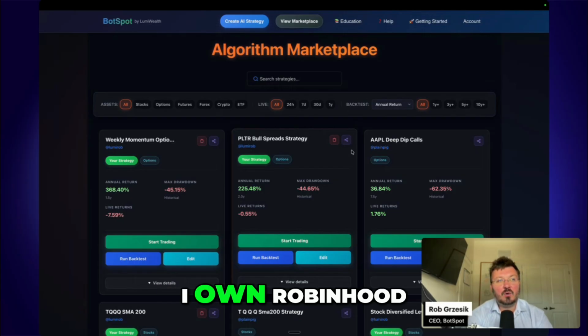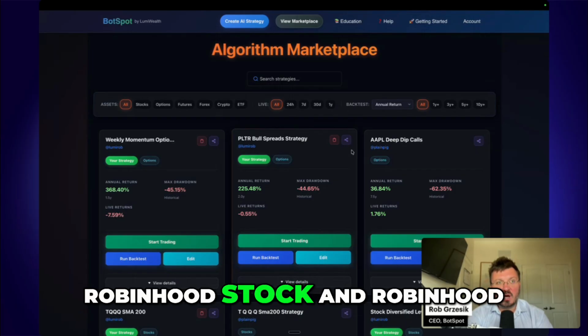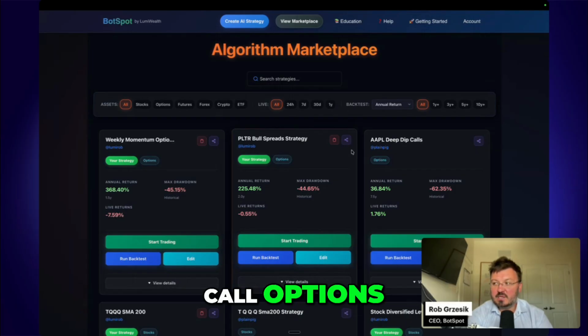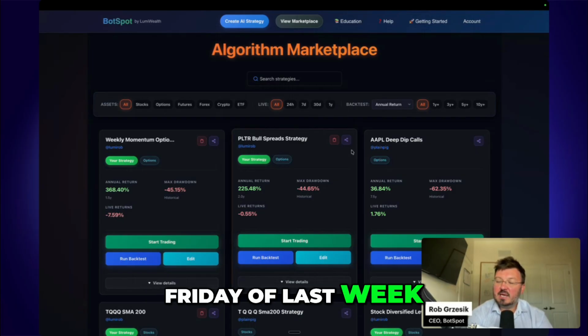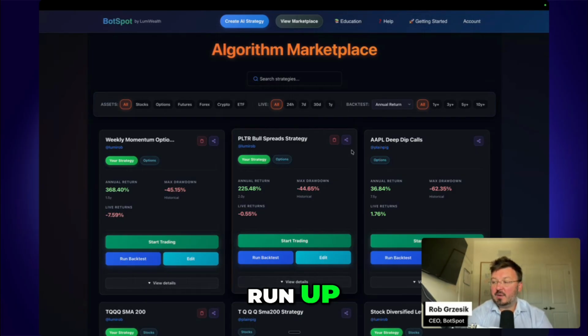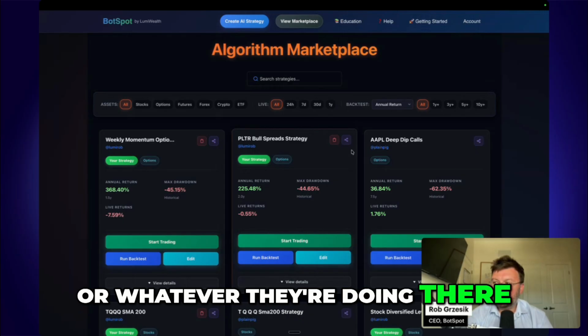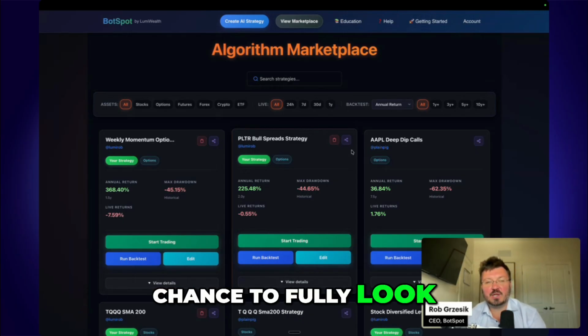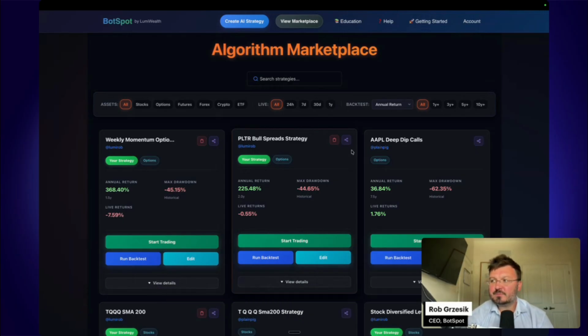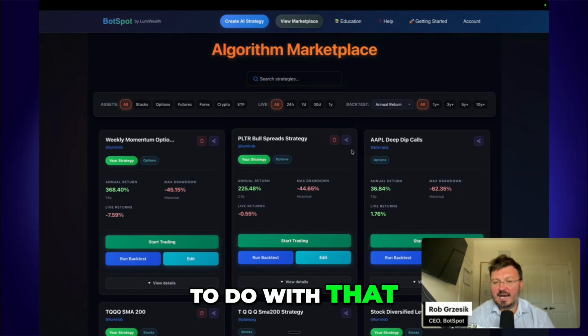So I own Robinhood stock and Robinhood call options. Earlier this week, I think it was Monday or maybe even Friday of last week, it just had a huge run up. I think it was up like 10 or 15% in the day, and then the next day it was up another 4 or 5%. I think it's because they launched that social network thing. I didn't get a chance to fully look into it, but it seemed like a pretty big deal. Robinhood stock was just up a lot.